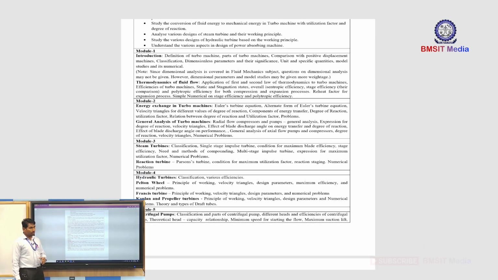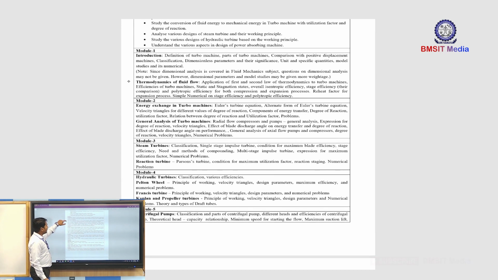It will be having 5 modules. In each module, we will be having 2 chapters. In the first module, the first chapter tells about the introduction of turbo machines. In this, we are going to study what we mean by turbo machines, how they are classified, what are the different parts of turbo machines, and comparison of turbo machines with some other machines. We'll see all those things along with non-dimensional numbers.